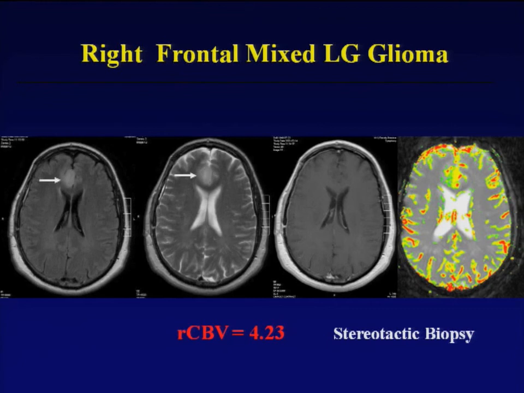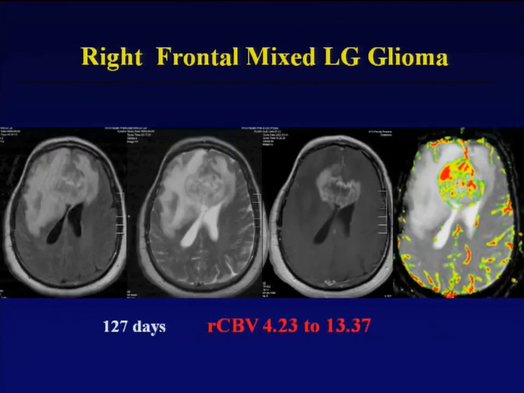And as you see here, 4 months later, you see the tumor. The transformation of the tumor is a very, very bad situation here. So rCBV went to 13, as you see here, which is also a very good prognostic index.